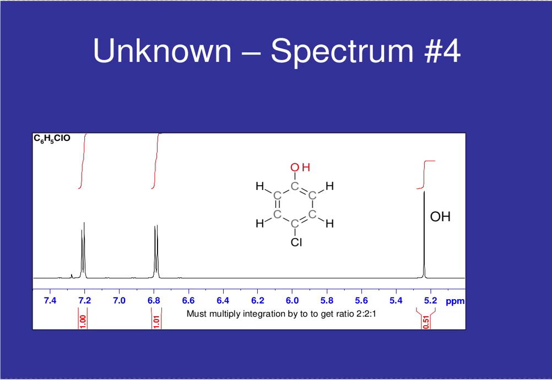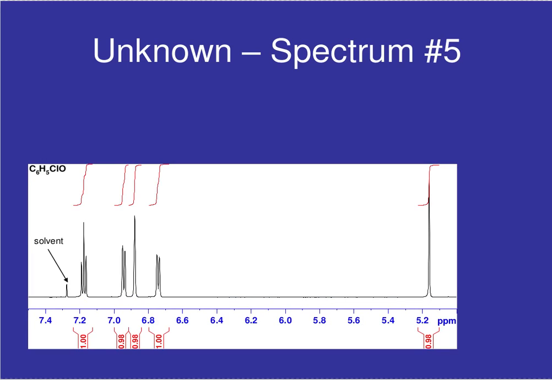So let's have a look at another case. So that's an interesting case. We expect to see two signals from this type of substitution on the aromatic system. So we expect to see two aromatic signals, and we do see it, and they're both doublets because there's one neighbor for each. Right, now this is another interesting case.